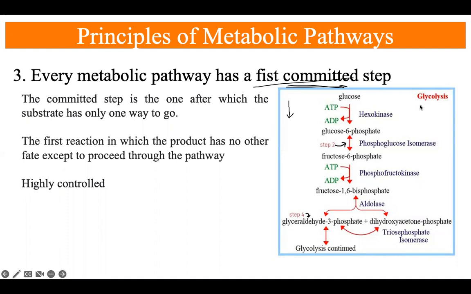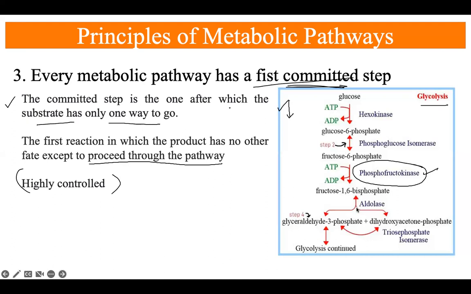Now let's understand this with the help of glycolysis only, right? So in case of glycolysis, the committed step is the third reaction catalyzed by phosphofructokinase. As I told you, the committed step is the one after which the substrate has only one way to go, that is, it has to proceed through the pathway towards the end, and this reaction is highly controlled. Usually, the committed step of a pathway is the first irreversible step of the pathway. Now, in case of glycolysis, the third reaction is the irreversible step, and this is the committed step also.